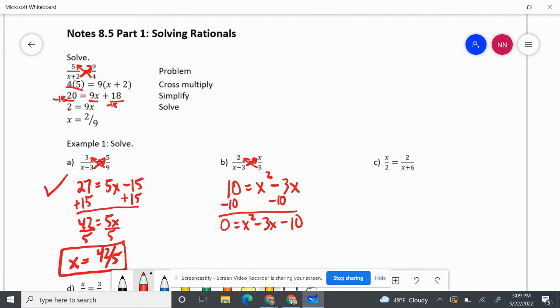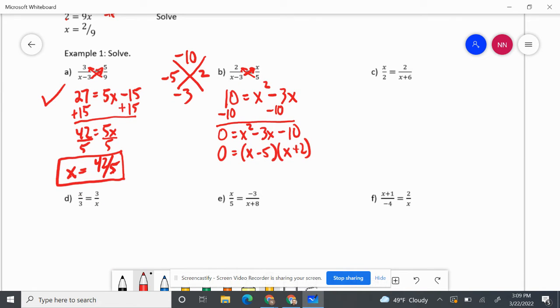Now there's two different types. There's ones that we can factor, and there's ones that we can't factor. In this case, this is factorable. Two numbers that multiply together give us negative 10, add up to negative 3 would be negative 5 and 2. And we have two answers. Our first answer would be what gives us 0 in the first binomial, which would be 5. And our second one would be negative 2.